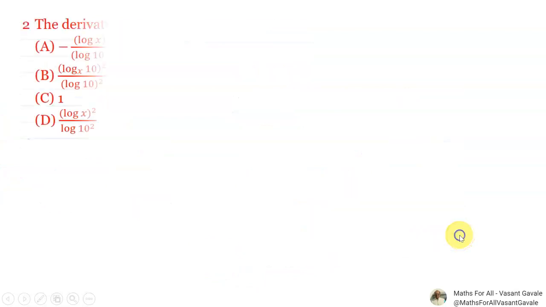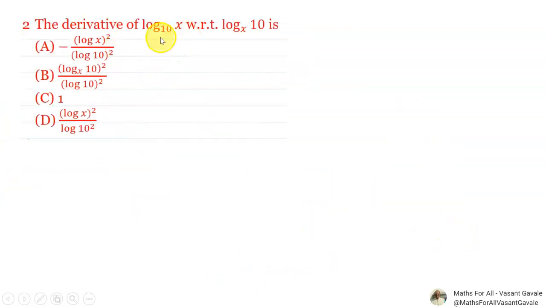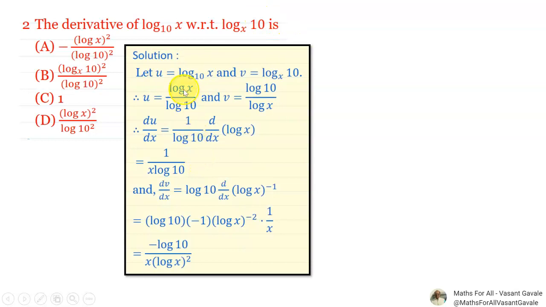Next example, the derivative of log of x to the base 10 with respect to log of 10 to the base x is. Okay, the base change करणार: u is equals to log of x to the base 10 and v is equals to log of 10 to the base x. u is equals to log of x upon log of 10 and v is equals to log of 10 upon log of x. Next, du by dx is equals to 1 upon log of 10 into d/dx of log of x, which is 1 upon x. Therefore, du by dx is equals to 1 upon x into log of 10.